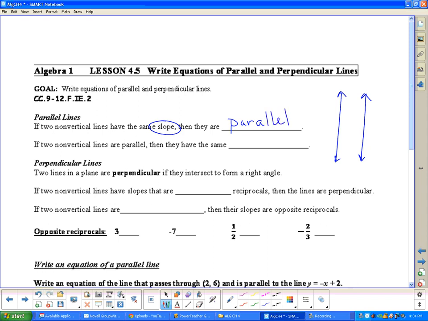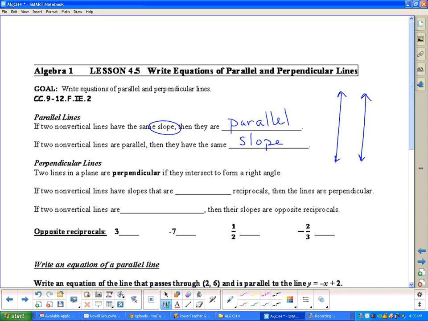Okay, so when we get to that, we're going to make sure that they have the same slope. Okay, if two non-vertical lines are parallel, then they have the same slope. Okay, so these are just converse statements. So if they do not cross, they're called parallel lines, and that means they have the same slope.